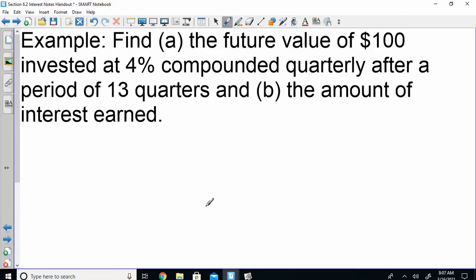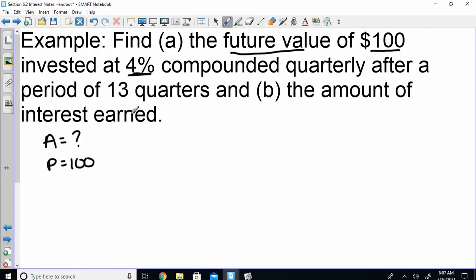So let's take a look at our first example. Find part A, the future value of $100 invested at 4% compounded quarterly after a period of 13 quarters. So let's write down what we have. Future value is what variable? A. So that's what I'm looking for. What would the $100 represent? P. That's what we have right now.